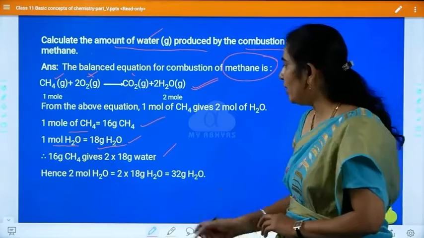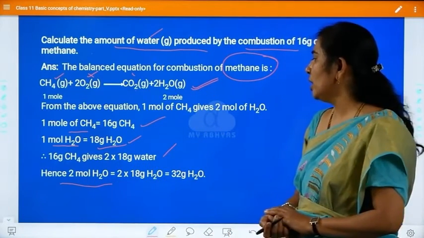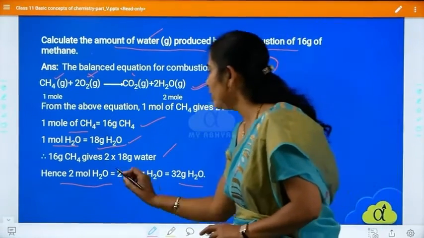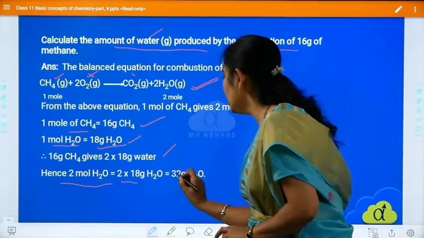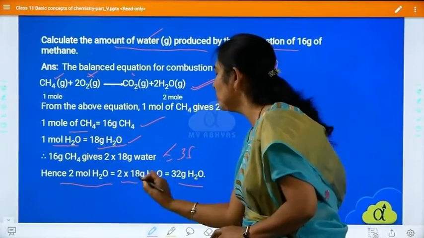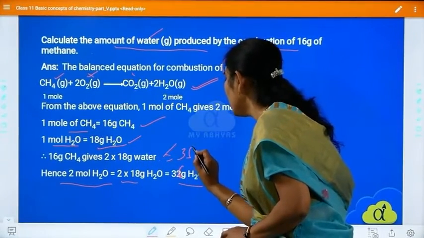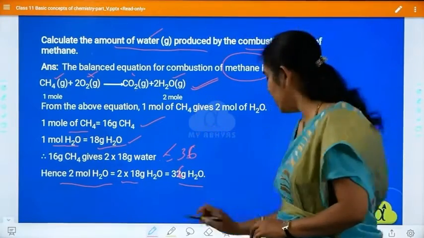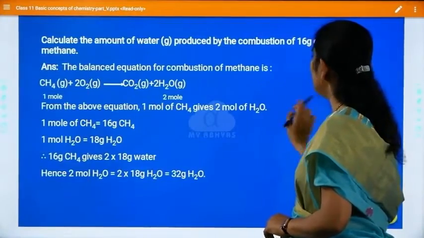If that is the case, 2 moles of water is formed from, see here, 2 into 18, how much will you get? 36. 2 moles of water means 36 gram of water. So here 2 moles of water means 36 gram of water. That is the meaning. Okay. So for that equation I am telling.